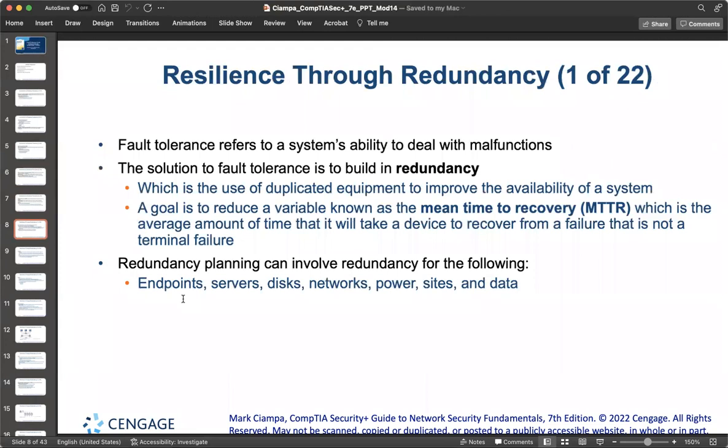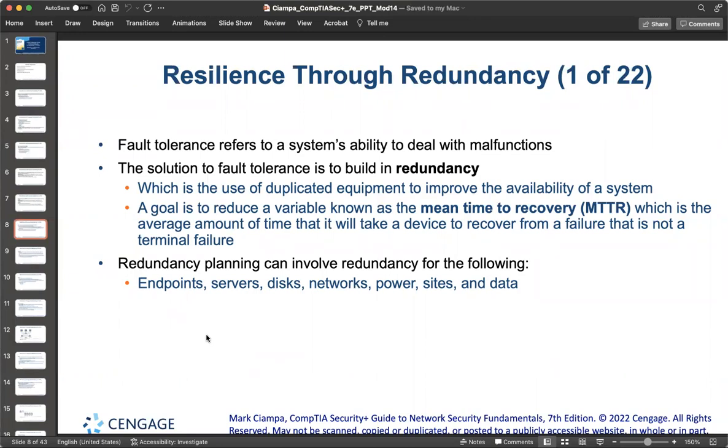So as we said initially, resilience comes through redundancy, right? Fault tolerance is a concept that refers to systems' ability to deal with malfunctions and failures. The solution to fault tolerance is to build in redundancy, which is the use of duplicated equipment to improve the availability of a system. We measure that availability with the mean time to recovery measure, right?